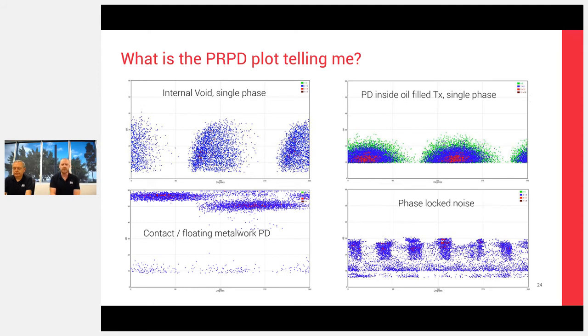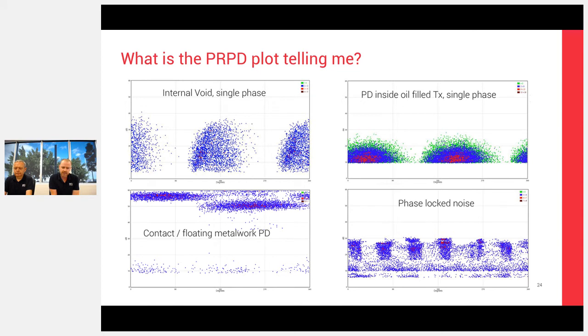So the one in the top left there is a classic internal void single phase type discharge. If you are out there testing and you find that pattern while you're testing, you're very likely finding yourself an internal void problem somewhere near where you are testing, near where your TEV test is getting taken.